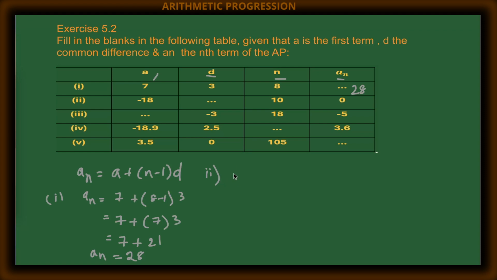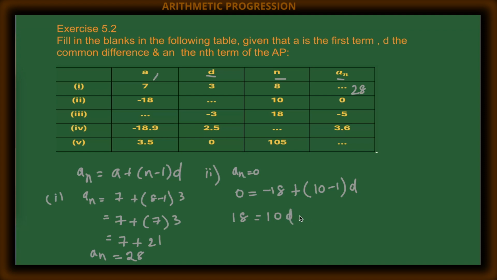Okay, so let's try to find the second one. So let's try to substitute. An is given as 0. So let's try to replace here. an is equal to 0. Is a given? Yeah, a is given: minus 18 plus, what is given? Okay, n is given. Yes, n is 10 minus 1. Is d given? d is not given. d is the one which we need to find here. Okay, 0 is equal to minus 18.